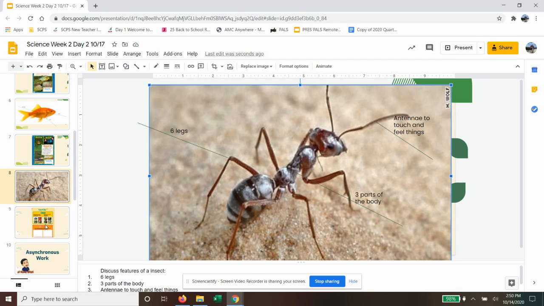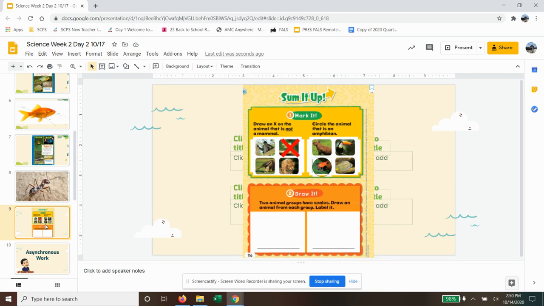And then the last thing we did in science was do this activity where we put an X on an animal that is not a mammal, which was this ant, and we put a circle on the animal that is an amphibian, which is this frog.